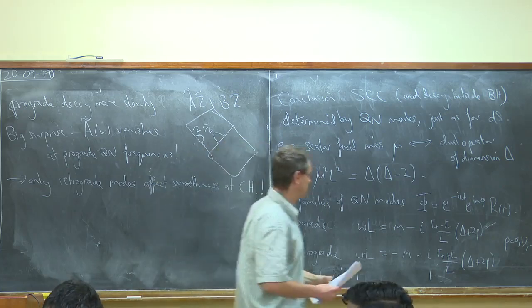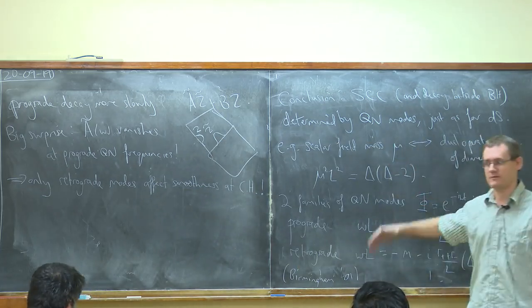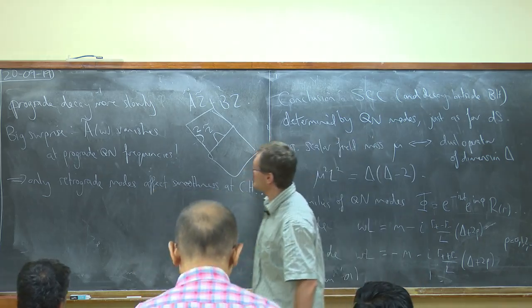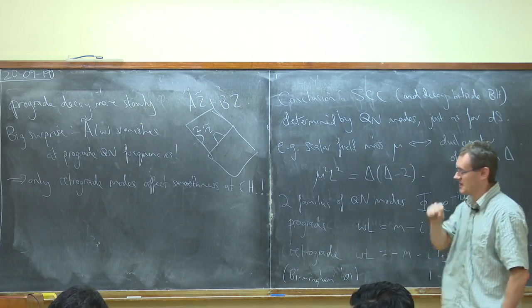I should emphasize, outside the black hole, of course, the prograde modes are the dominant ones, so they determine the late time behavior of the field. But in the interior, there's this big coincidence that means that, in fact, the prograde modes just cancel out.